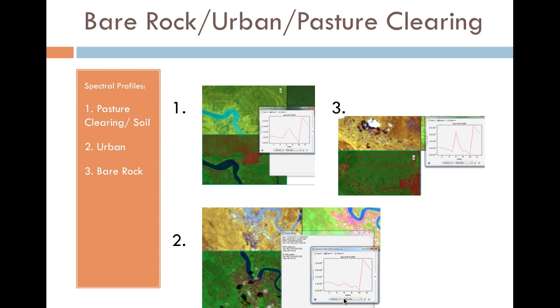For my ROIs, I had several, but I wanted to say how I had bare rock, urban, and pasture clearing, and I initially had separated them into 3 different ROIs, but as you can see through my spectral profiles, they're relatively similar, so that created a lot of confusion in my results as I ran my classifications, so I decided to combine them.